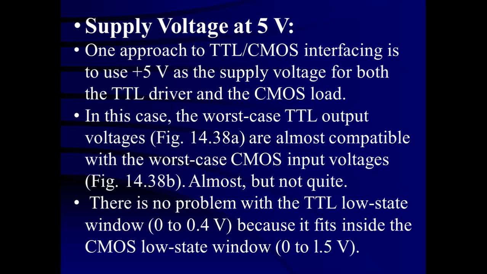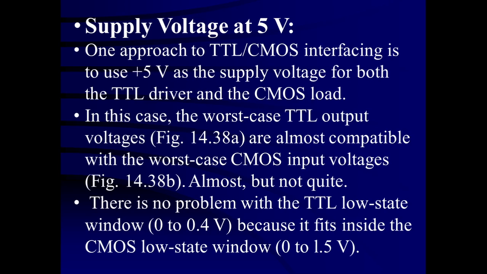But what about the high state windows? TTL output in the high state, ideally it should be 5 volt, but in the worst case, it can be lower up to 2.4 volt. But in a CMOS input, a valid high state input can be from 3.5 volt to 5 volt. That means minimum it requires 3.5 volt.